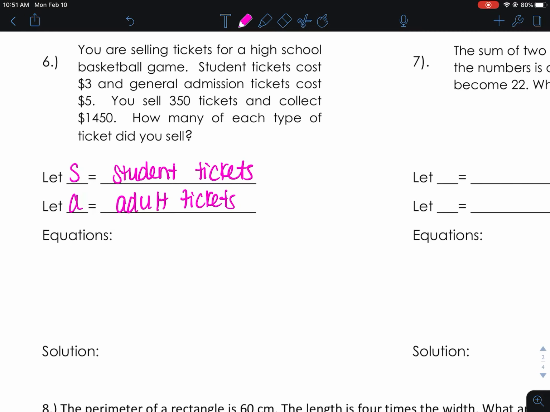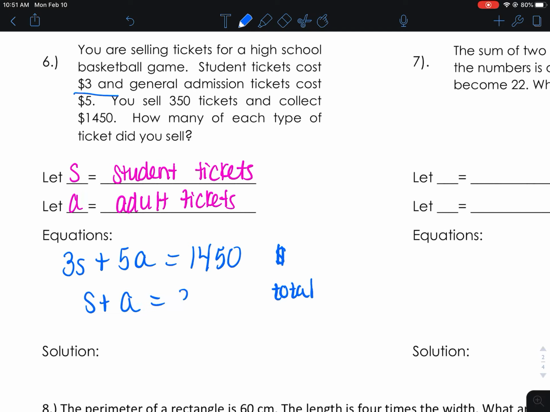So the first equation I'm going to write is going to have to do with all the money. So it's $3 for a student ticket plus $5 for an adult ticket, and we raised $1450 for a total amount. There's usually a money equation and there's usually a total amount equation. The total amount equation is going to be the number of student tickets plus the number of adult tickets is equal to 350.